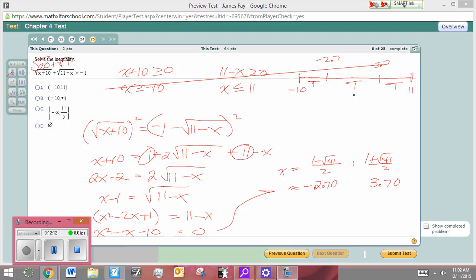Sometimes you might get a false value in one of these intervals. It's just the nature of the problem. Here, it's true everywhere, so my end result is negative 10 to 11. Okay. Now, because this was greater than, I can't be equal to there, and I can't be equal to there. All right, because that will actually give me negative 1, and I don't want that.